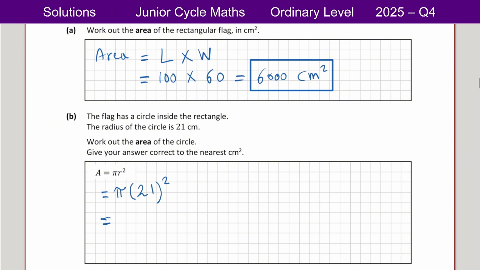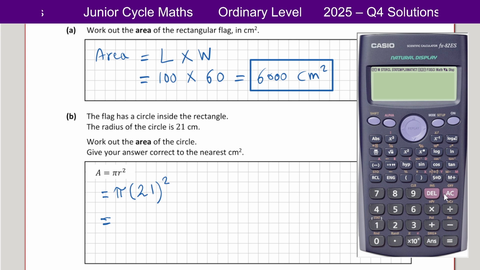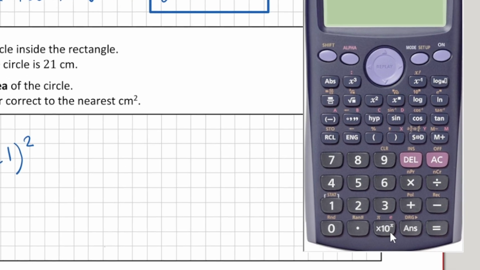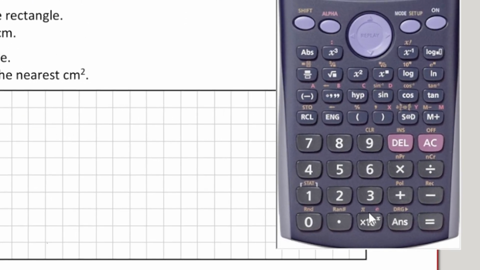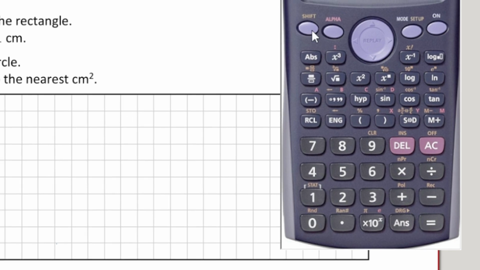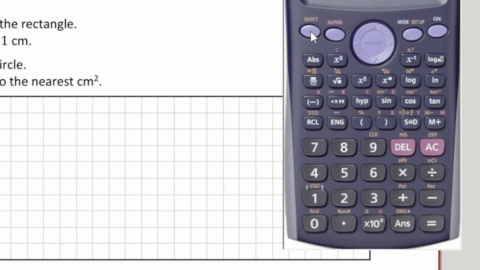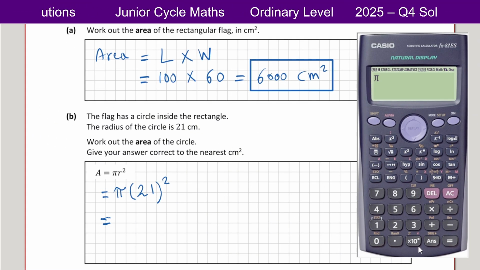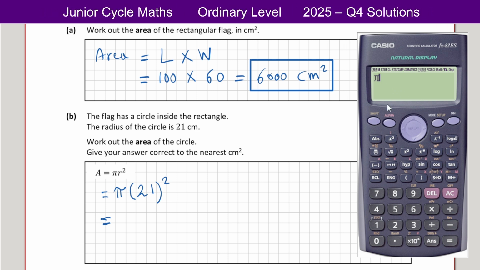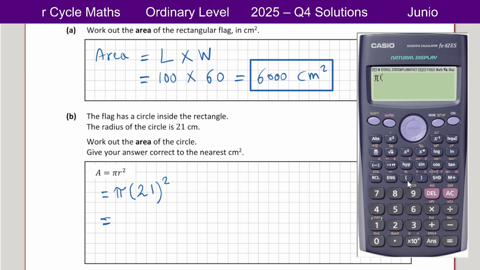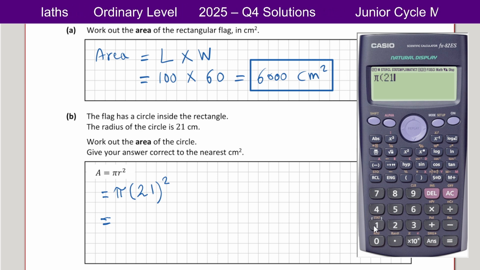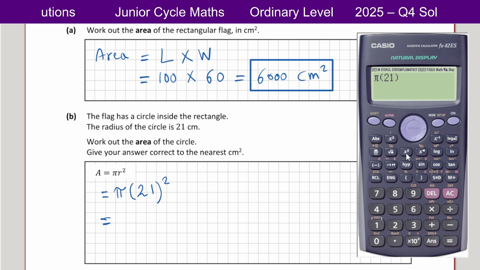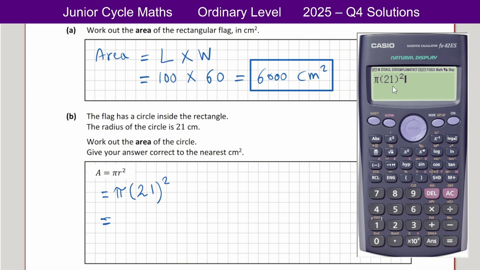We bring up our calculator. We need to use pi. If you look at the button of 10 to the power x, there is a pi value. To use it, we need to use the shift button: click on shift and then click on the 10 to the power x button, and we get the pi. Then we use the brackets, put the radius 21, close the brackets, and then we need to square, x to the power 2. We use it, and we get this form.